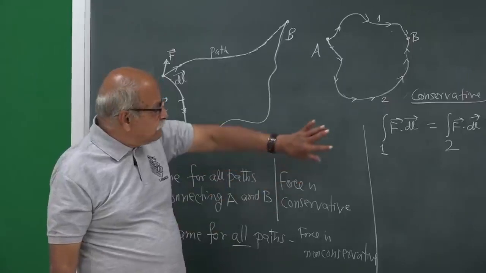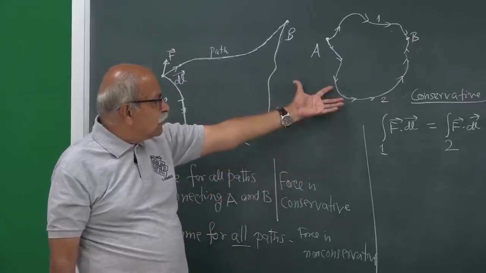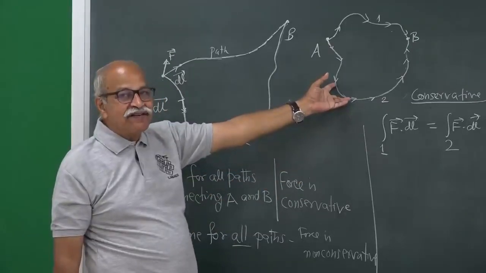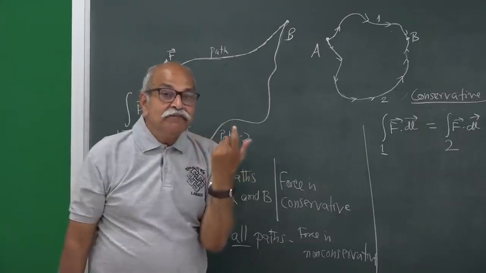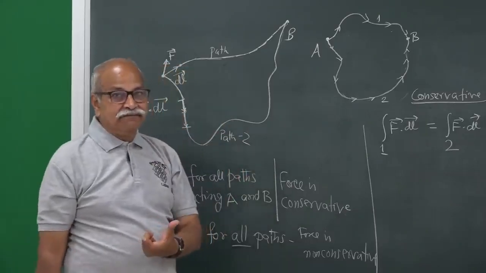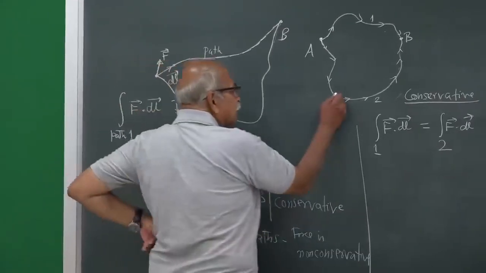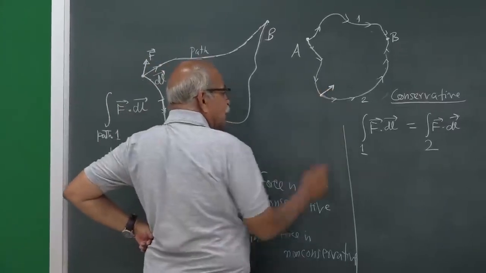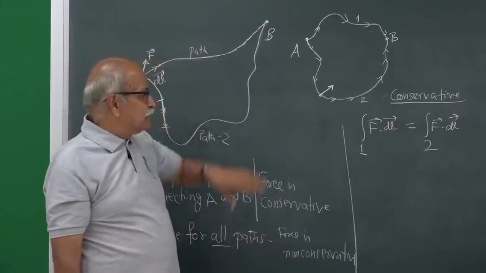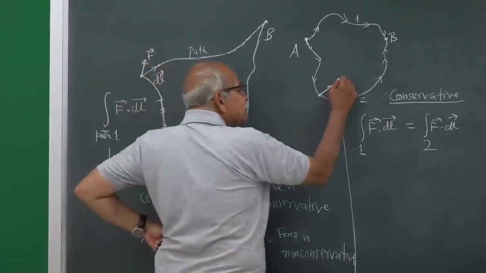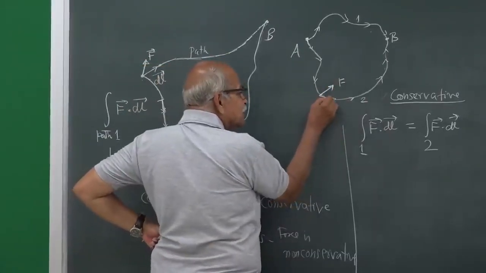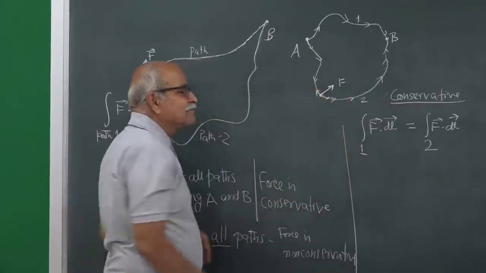Now, if I invert the arrows of this path 2 everywhere, what will happen? Each F dot dl will become the negative of itself, right? Because here, what is the force? That is fixed. You don't have any control on that. If the particle is here, this will be the force. But dl, it's up to you. You can take this as dl or you can take this as dl.